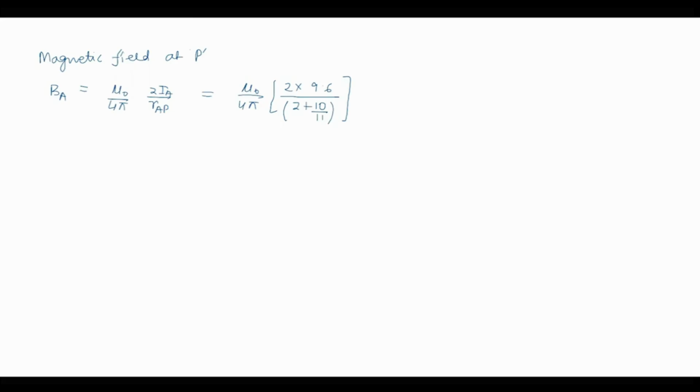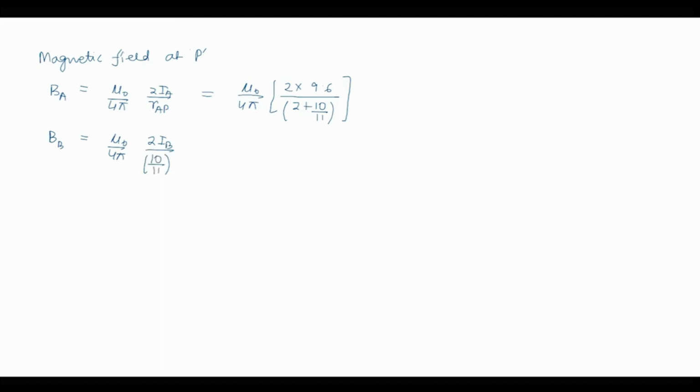Now we will be calculating the magnetic field due to B, which is opposite to the direction of the magnetic field produced by A at point P. For B I am writing it as mu naught upon 4 pi twice the current in B upon the distance, which is 10 by 11.